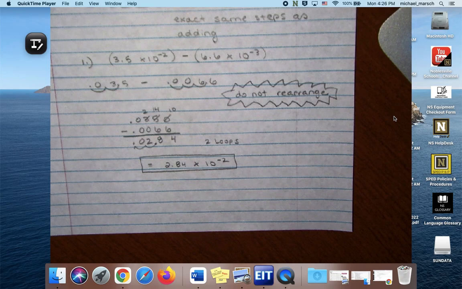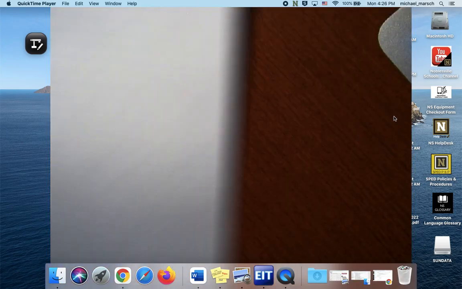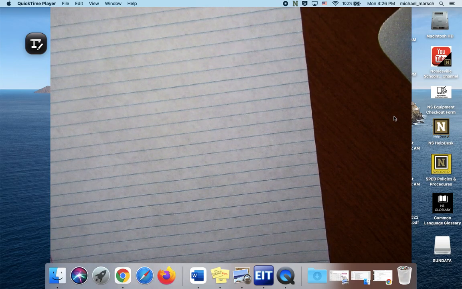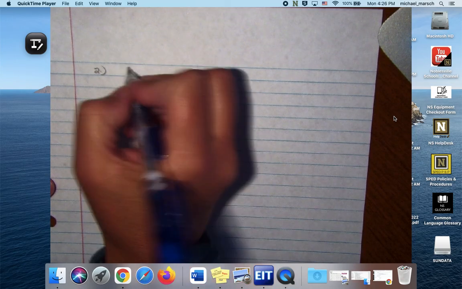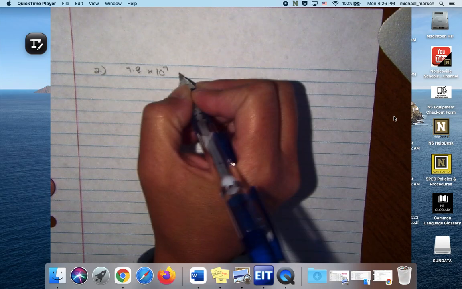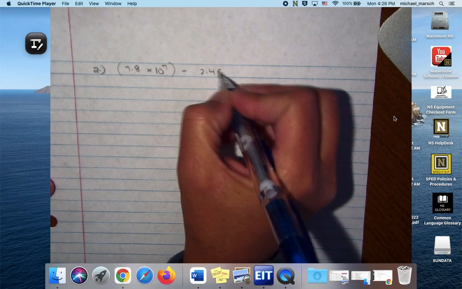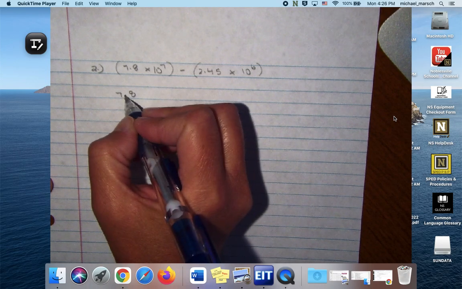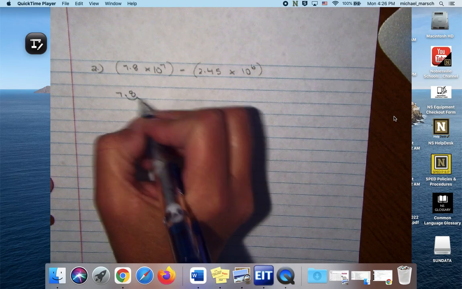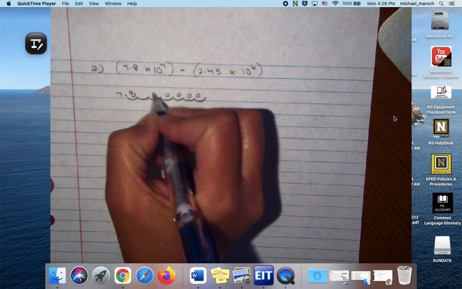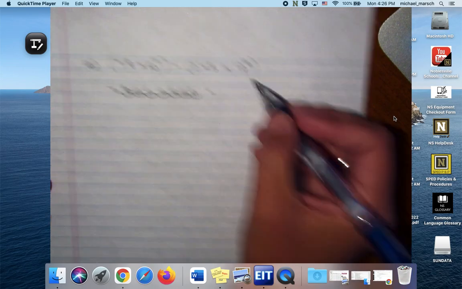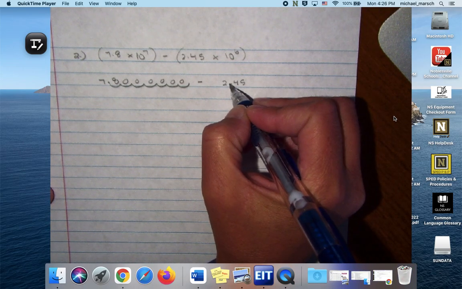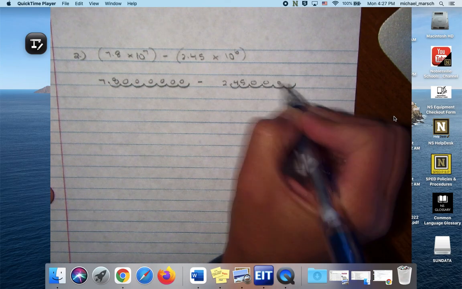So we have one more example. Let me grab another piece of paper. Okay. So this one we have is 7.8 times 10 to the 7th power minus 2.45 times 10 to the 6th power. So I'm going to make sure I move my decimal 7 places to the right because this is a positive exponent. Minus, and I'm going to take my 2.45 and move it 6 places to the right. Fill in my 0 placeholders.